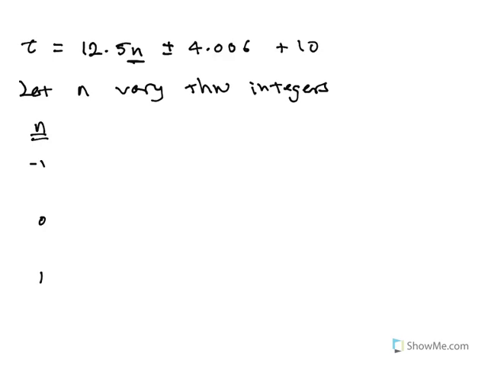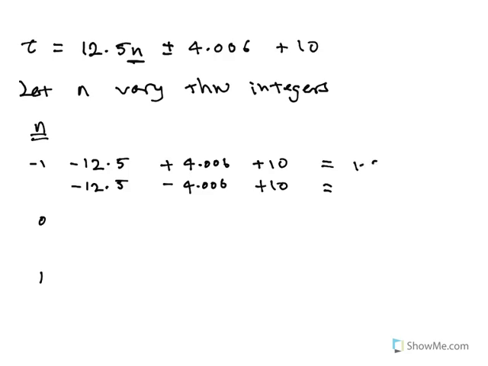When n equals -1, I'll get -12.5 plus 4.006 plus 10, and I'll also get -12.5 minus 4.006 plus 10. That gives me an answer on the plus of 1.506, and on the minus of -6.506. So basically, when I put n to a negative number, I do get a positive value on my wave, so that's why I let n equal -1.